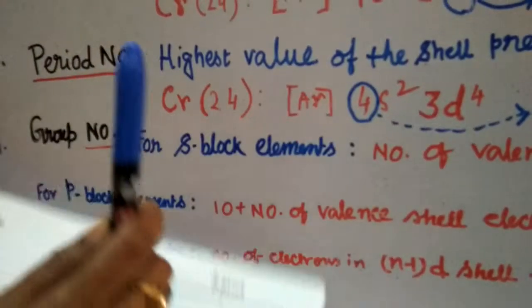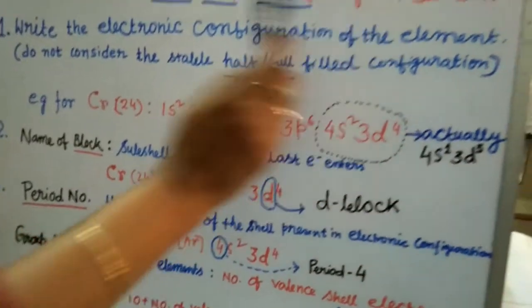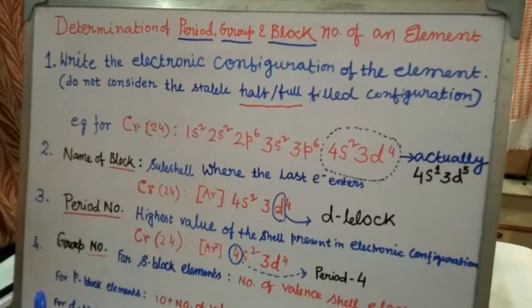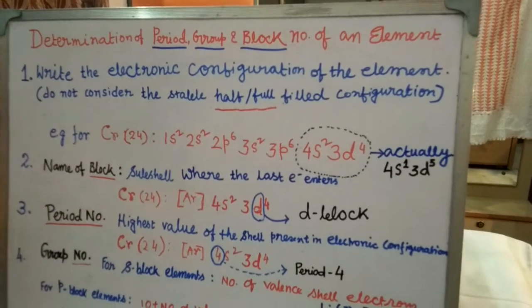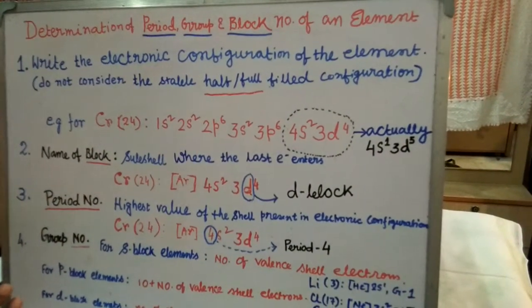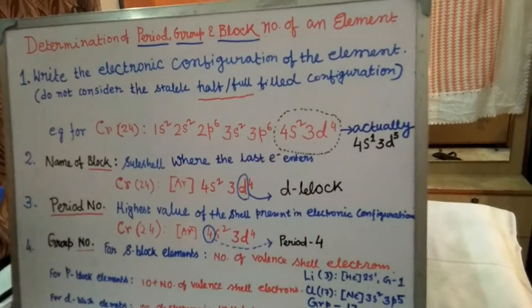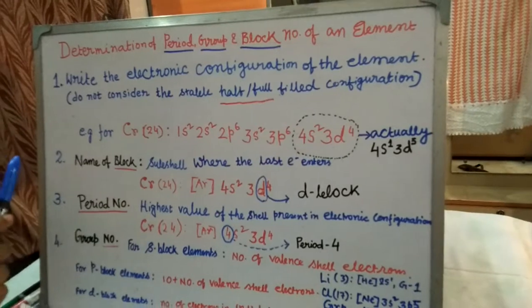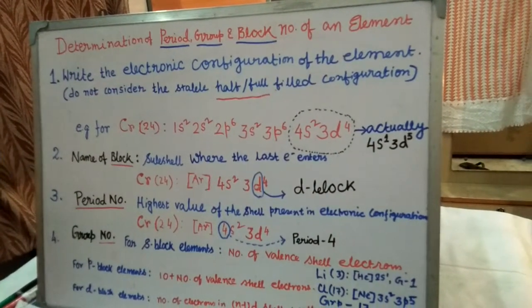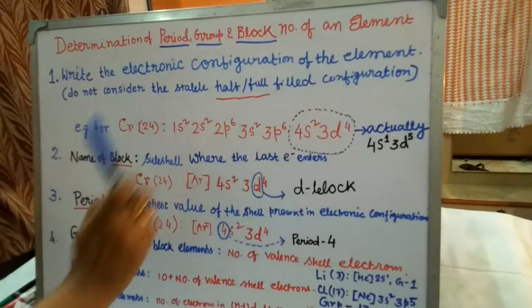For that, first of all, we will write the electronic configuration of the element, and writing this electronic configuration correctly is very important to know the position of these elements in the periodic table. While writing that, we should remember that we are not going to write the electronic configuration considering the half-filled or fully filled configuration.